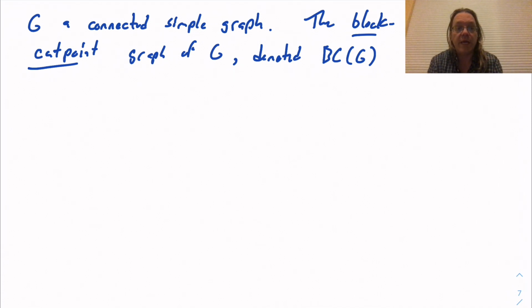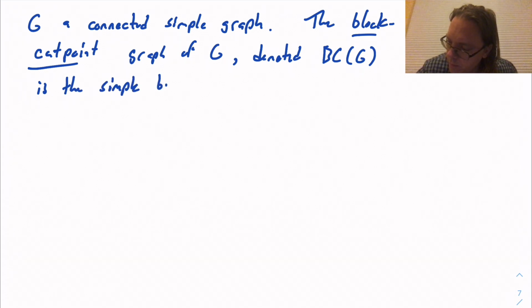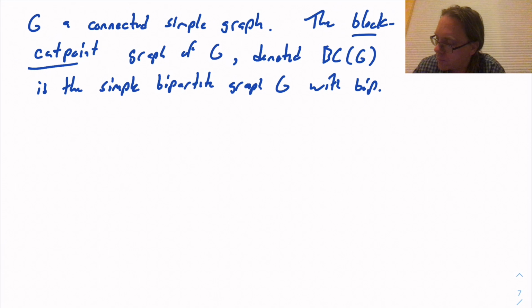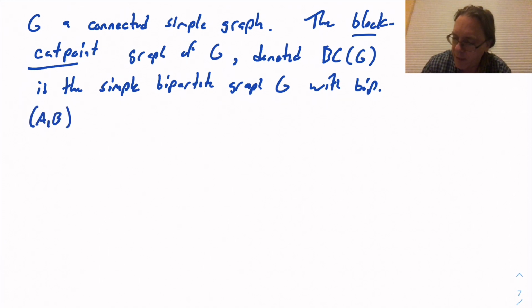This is going to be a simple bipartite graph. And I'm going to tell you what the bipartition is. So the bipartition is going to be A comma B. And the rule is that A is going to be the set of cut vertices of the graph G, and B is the set of blocks of G.